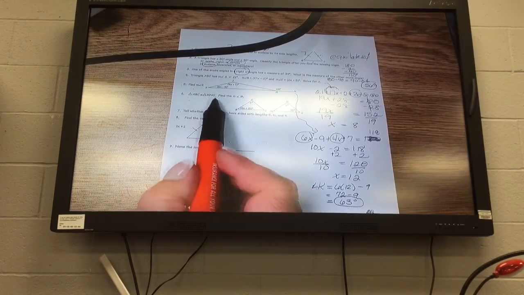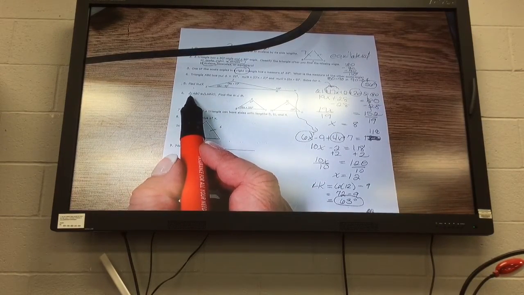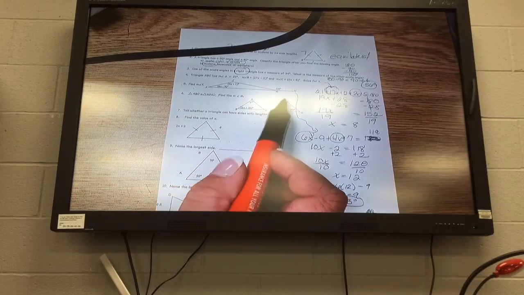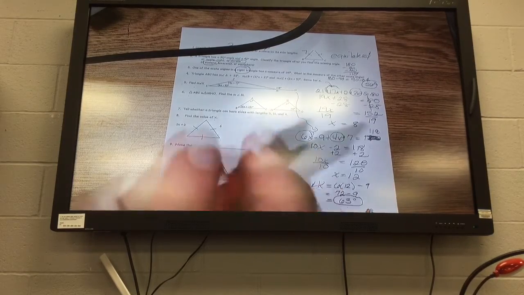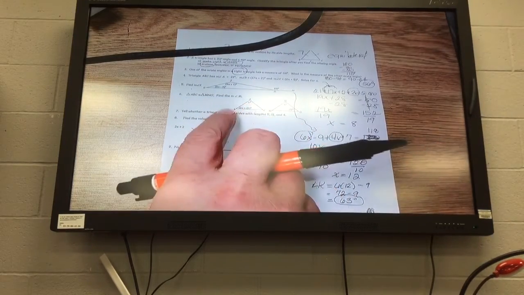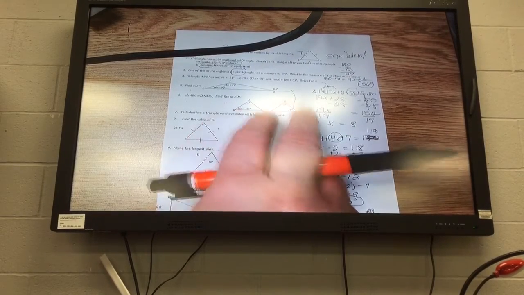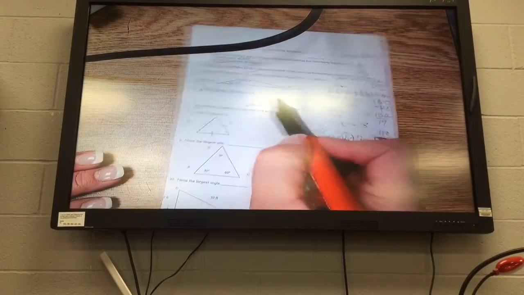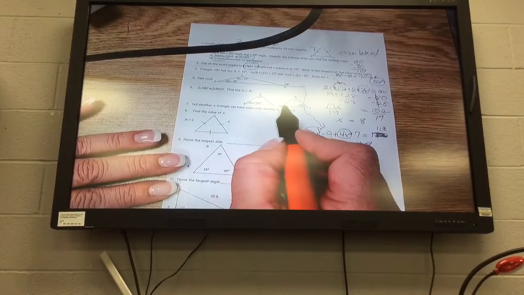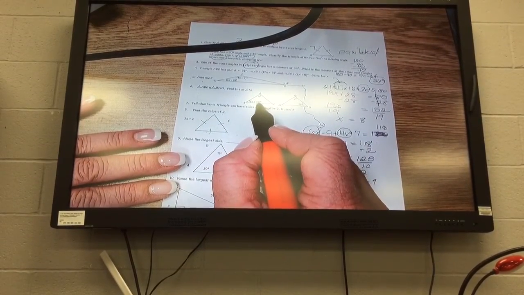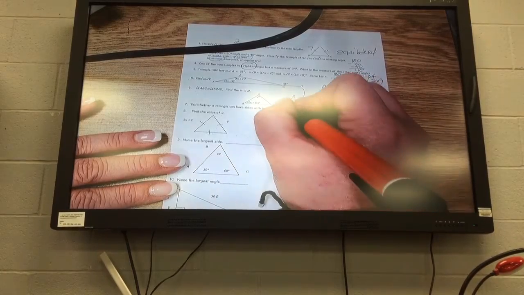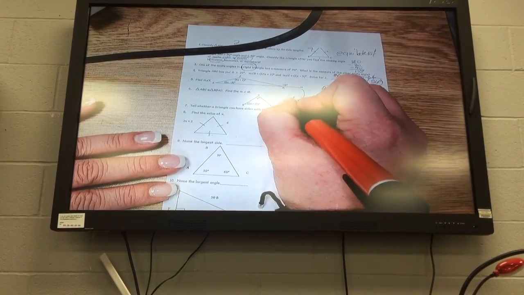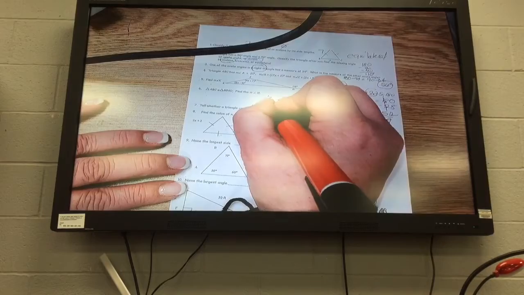The triangles are congruent. It says triangle ABC is congruent to MNO. So that means A and M have the same degrees. It means B and N have the same degree. And C and O have the same degrees. So they're both x's. Both of these are 2x plus 15. And both of these are 75.